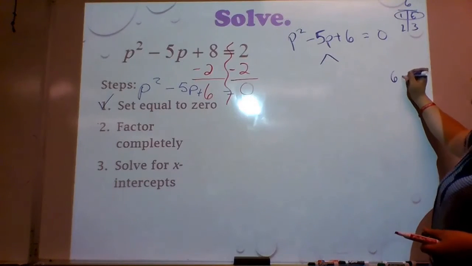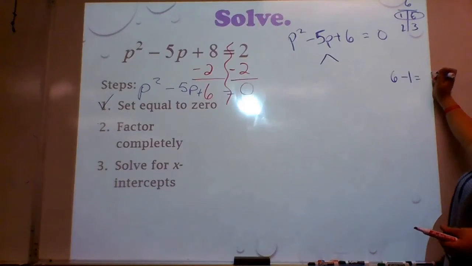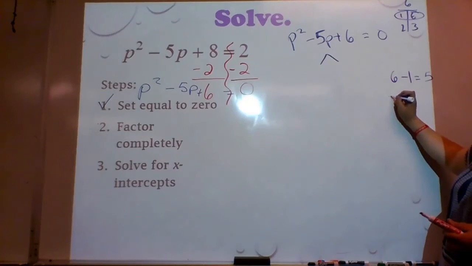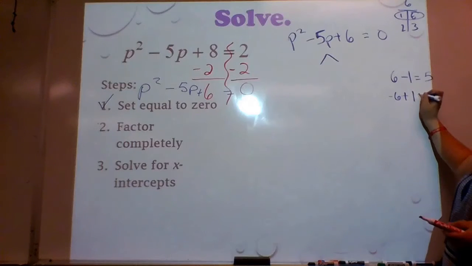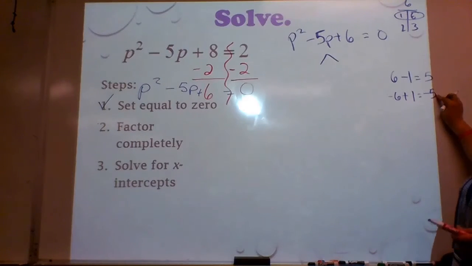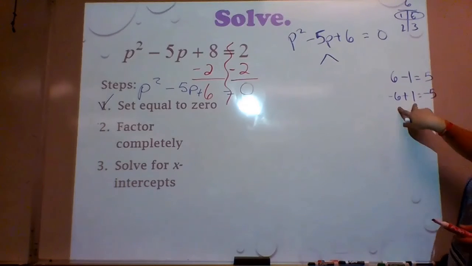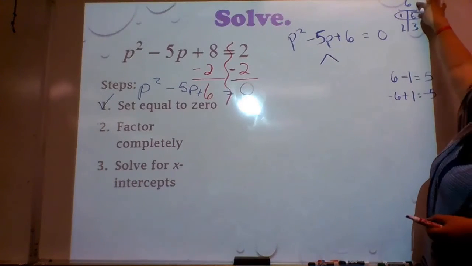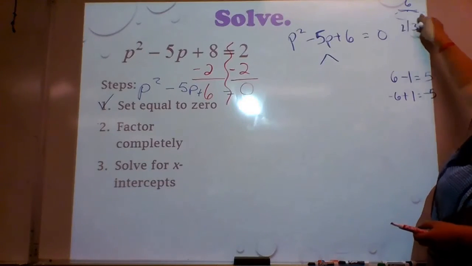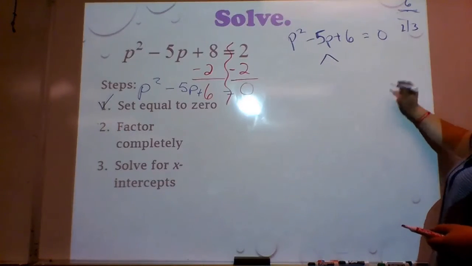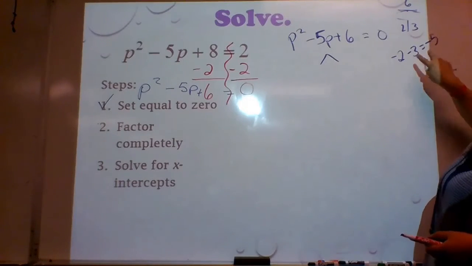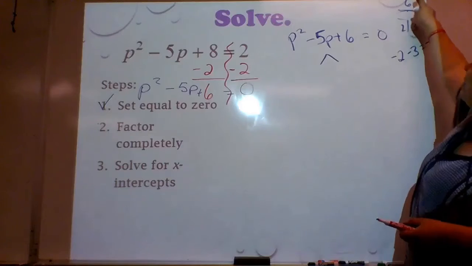So if I said 6 minus 1, yes, I get 5. I need negative 5. So if I said negative 6 plus 1, I get negative 5. That's true. But if I multiply a negative and a positive, will I get a positive 6? The answer is no way. So I can't use those. So this must be negative 2 minus 3 equals negative 5. When I multiply two negatives together, I get a positive.